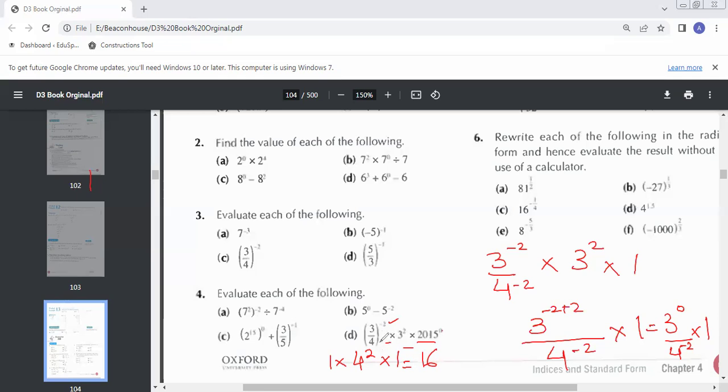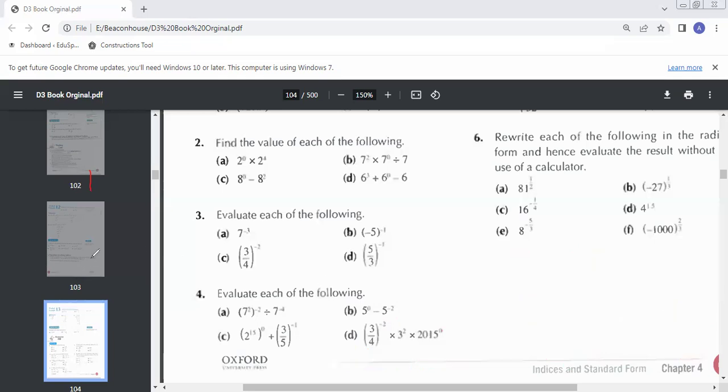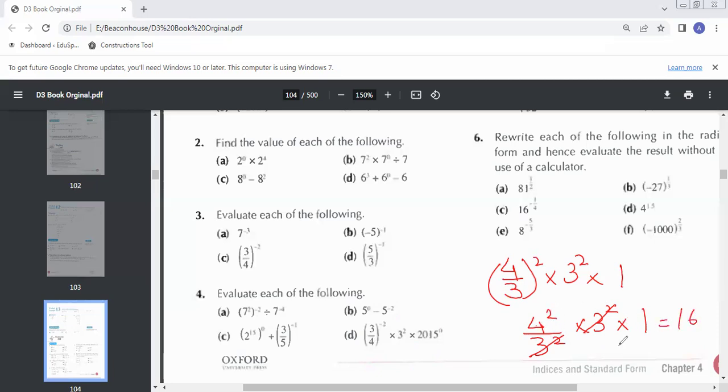So many ways you can do it that way also. Take the reciprocal directly, and it will be the other way. If we choose any other way, it will be 4 by 3 whole square times 3 square times 1. So it would be 4 square by 3 square times 3 square times 1. This would be cancelled with this, or maybe you can write 3 power 2 minus 2 because same bases are divided, so the powers are subtracted. It should actually equal 1. So 4 square times 1 is 16.